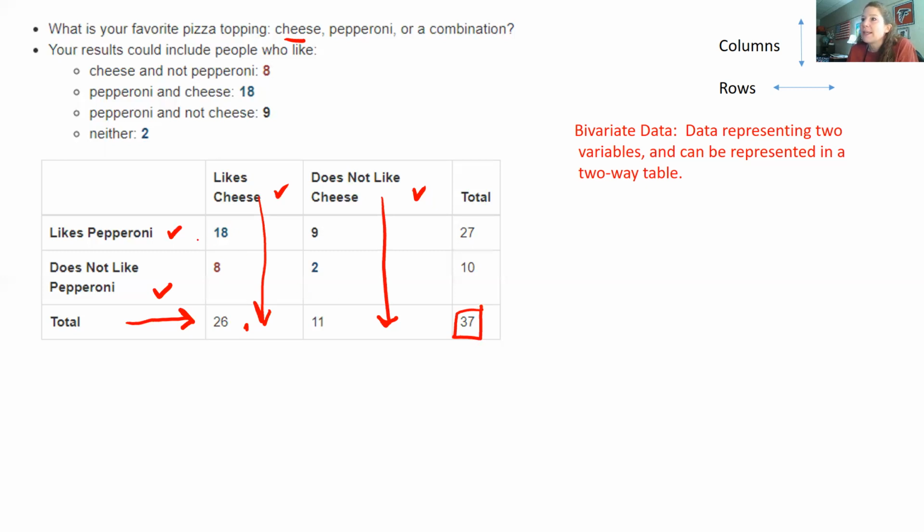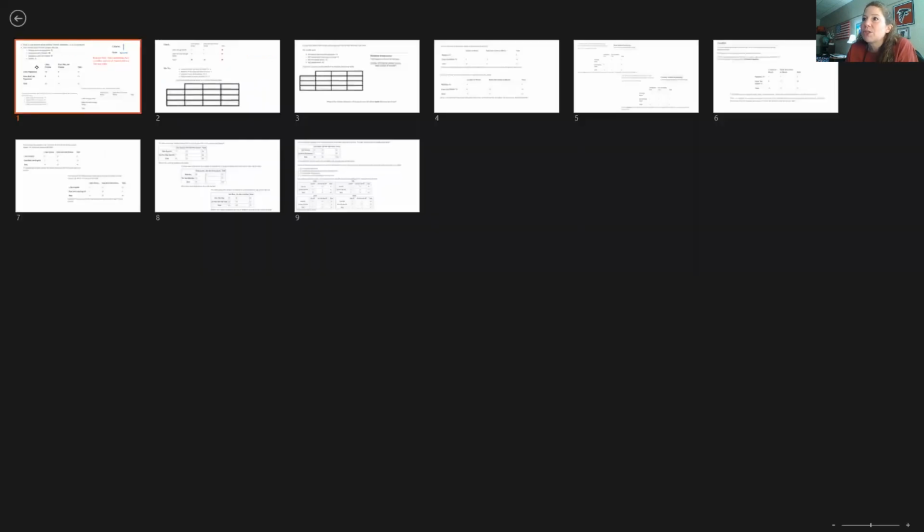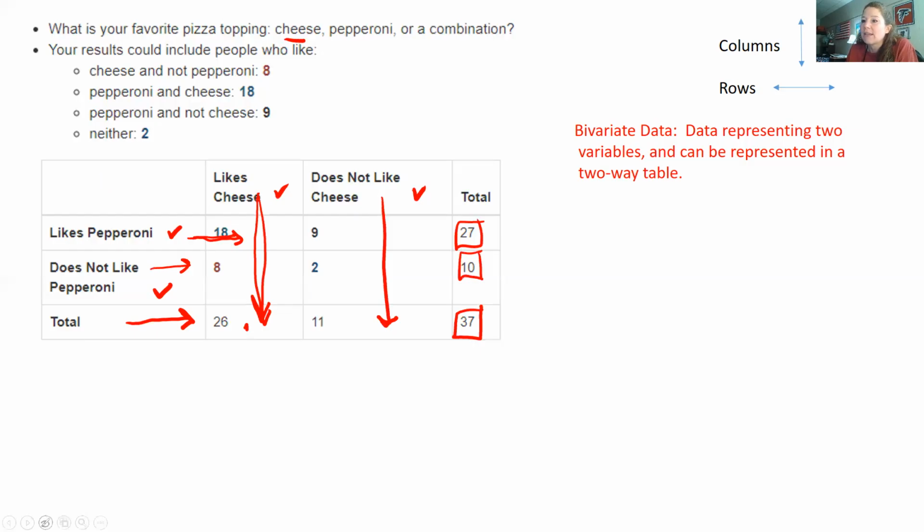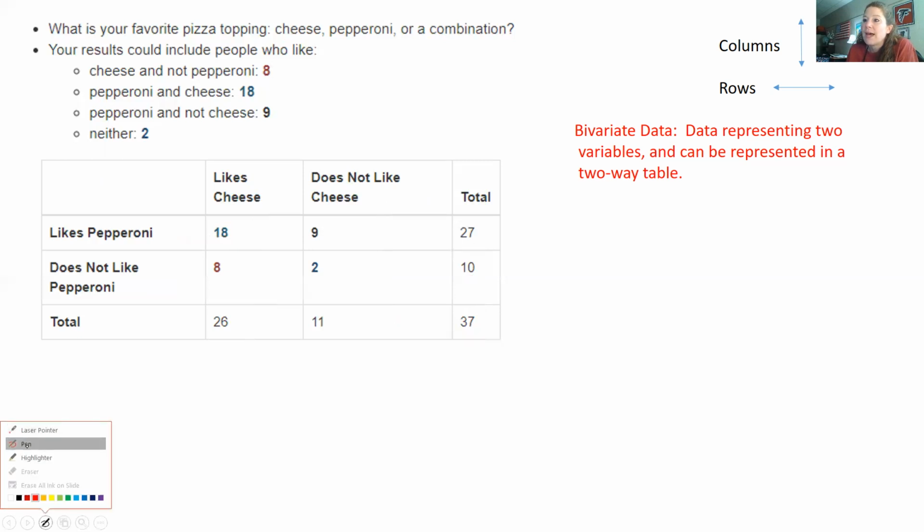Now, if you go this way, this is a column. Did I say that was a row? No, I said this was a row. These are columns, like the ones that hold up buildings. They go this way, right? Well, if you go across, these are rows. So the total number of people that like pepperoni is 27, and the total number of people that don't like pepperoni is 10.